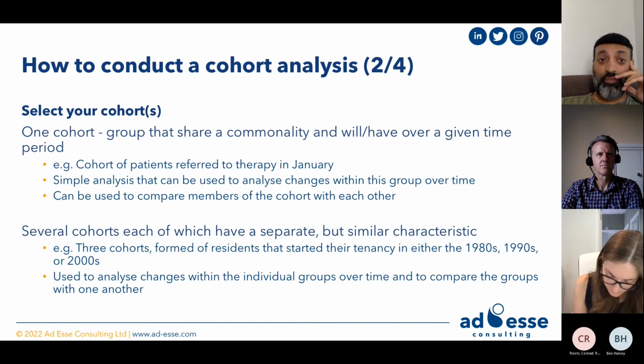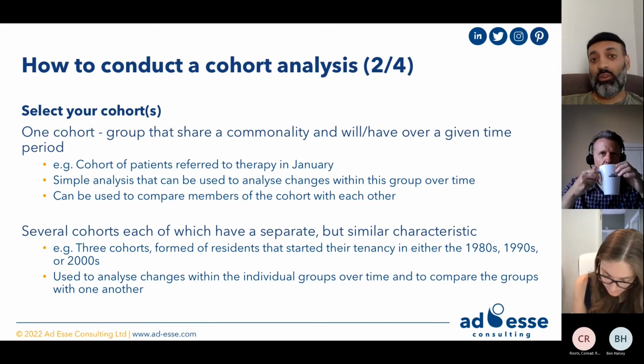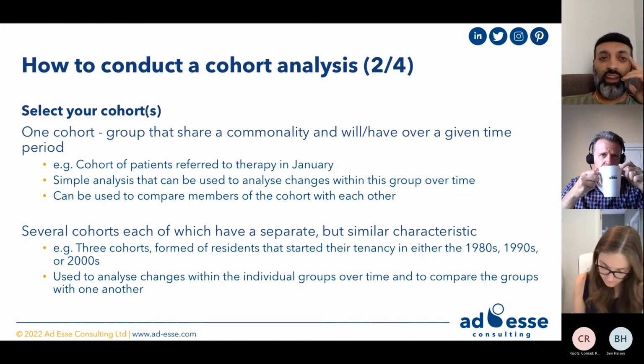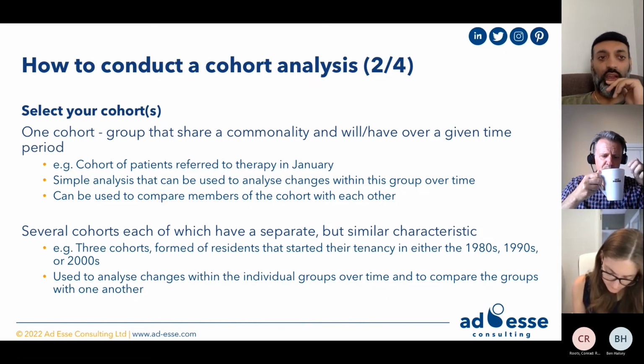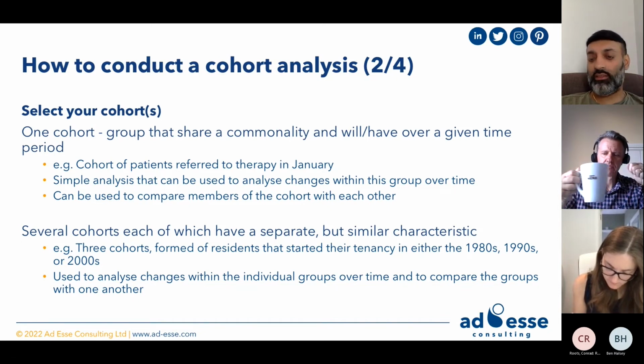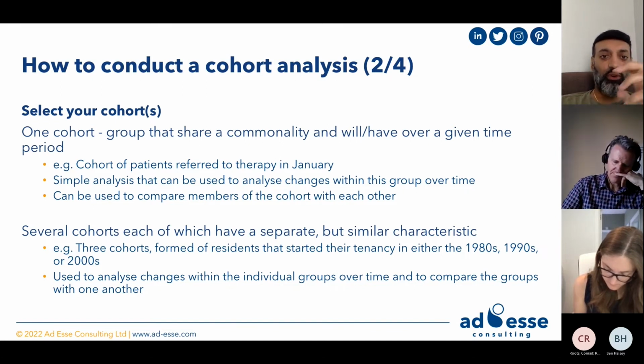Okay. So then we can go into selecting the cohorts. So if it's one cohort group, just making sure that they have that commonality. So it might be a cohort of patients, for example, that are referred to therapy in January, whatever it might be. It's a relatively simple analysis. And as I said before, it's really there to analyze the changes within that group over time. You can use it as well to compare members of the cohort with each other. The data behind, you can start to look at those, but it's often not that. It's usually to see how the cohort is moving through a particular process or pathway.